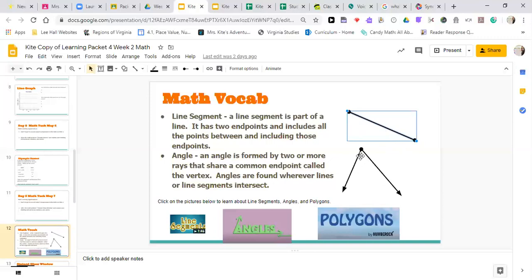An angle is formed by 2 or more rays. Now a ray has 1 endpoint and goes infinitely on in the other direction. So it ends here, but this way it's going to go on forever, just like a regular line goes on forever either way, like your number line. An angle is formed by 2 or more rays that share a common endpoint called the vertex. So this here would be the vertex. Angles are found wherever lines or line segments intersect. So wherever you have an intersection here, you have an angle.